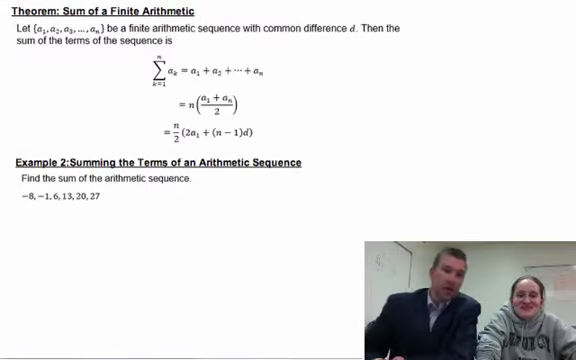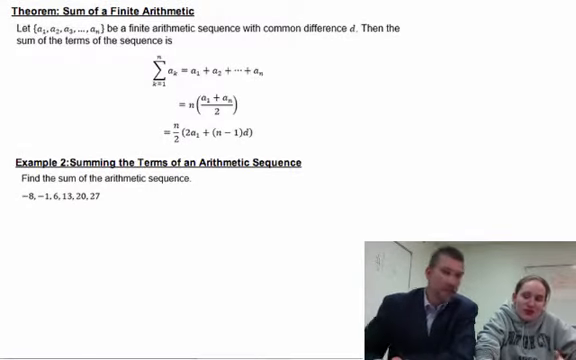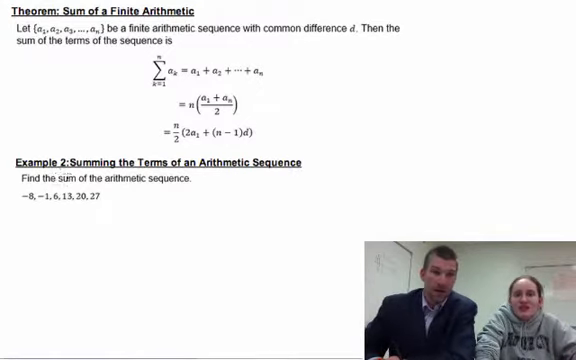All right, so we're going to look at the sum of a finite arithmetic sequence, which is the whole adding and subtracting part.